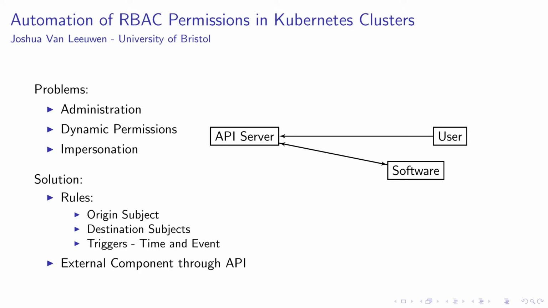Triggers are defined by not only time events, but also events happening inside the cluster, for example, pods being created or deleted. This fixes the administration problem, as, for example, service accounts being added to the cluster can automatically have their permissions assigned to them. It also fixes the dynamic permissions problem, as subjects can have their permissions changed according to some predefined rule defined by the user.